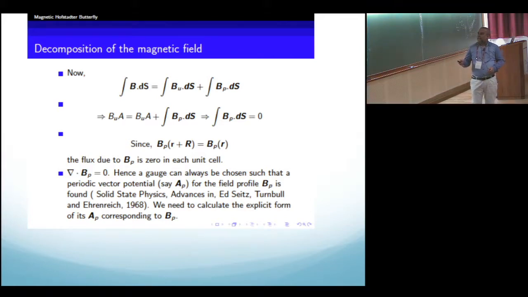You just find out what the flux is. Then your total flux, which is given by this field, is only going to come from the first term. And the net flux coming from all the rest of the terms is going to be zero, which means that your flux due to B_P is zero in each unit cell. So essentially, any periodic structure has this very interesting result.